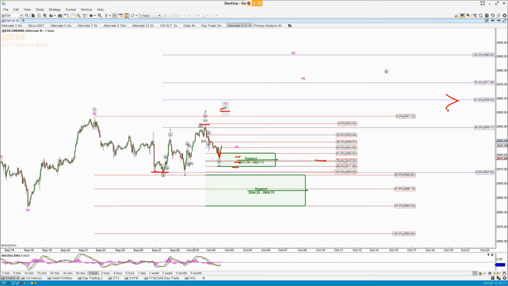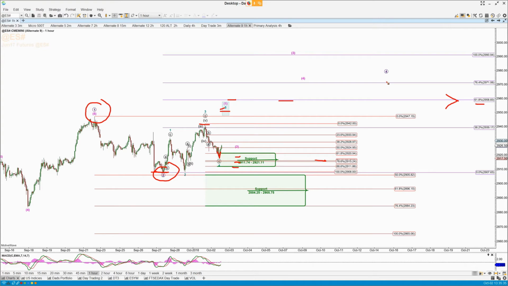That would give us another one up, the ideal target for which is 2958.83, so 2959, which is the 618 extension. So that's based on the length of this one projected up off the bottom of this wave two. We look for the wave one of the next fractal lower to come and hit the 618 extension. So that's what I'm looking for this morning in the ES.